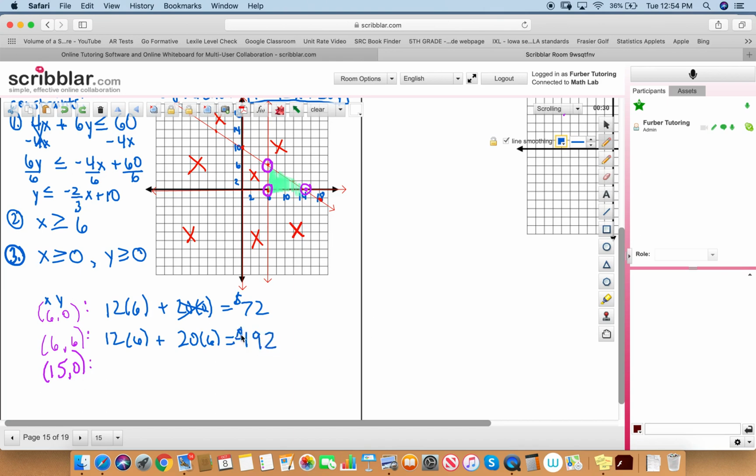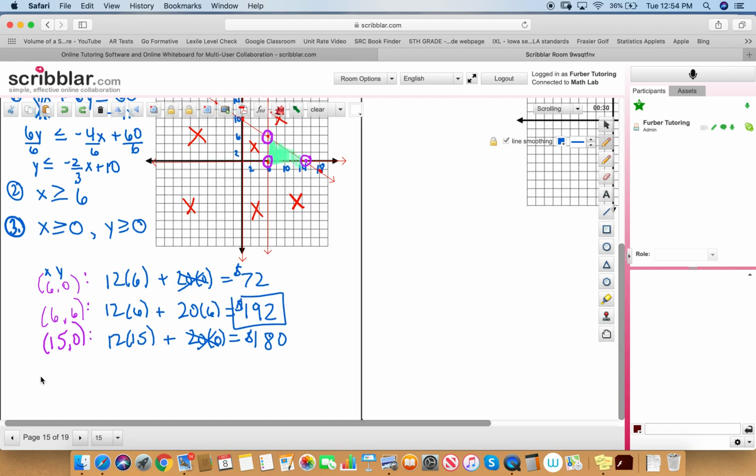So obviously he's going to make more so far using this one, but we don't know about the last one. Then the last one is 12 times 15 small wagons and 0 large wagons. 12 times 15 is $180. So it's clear to see that he is going to make the most money if he sells 6 small wagons and 6 large wagons. That will maximize his profit.